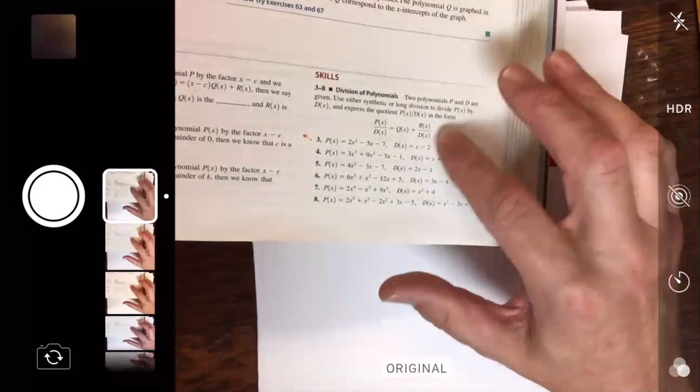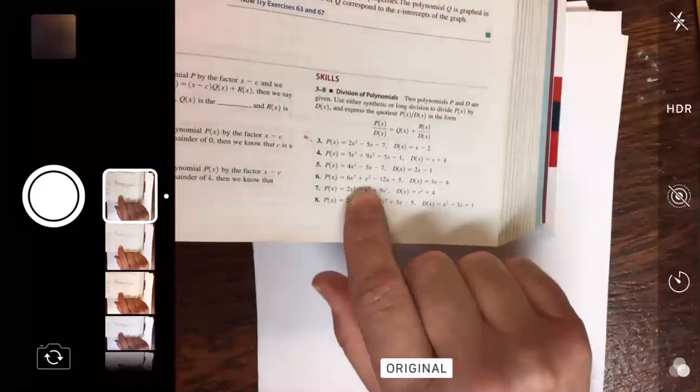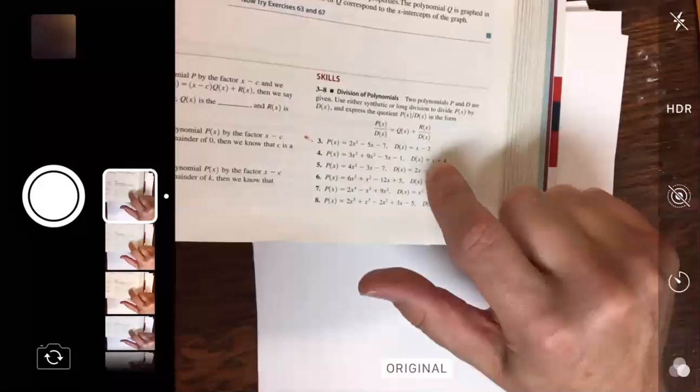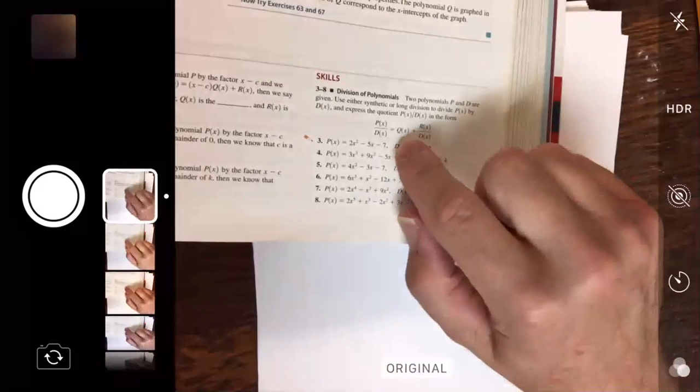Now, it reads probably like gibberish, but basically they're saying divide this P of X, whether they give you a bunch of P of Xs here in each problem, by this D of X. They're calling the D of X the divisor. Your quotient appears at the top of your bracket. That's otherwise known as the answer. Most of the time, it's the total answer. If there's a remainder, then you've got to add on remainder divided by divisor.